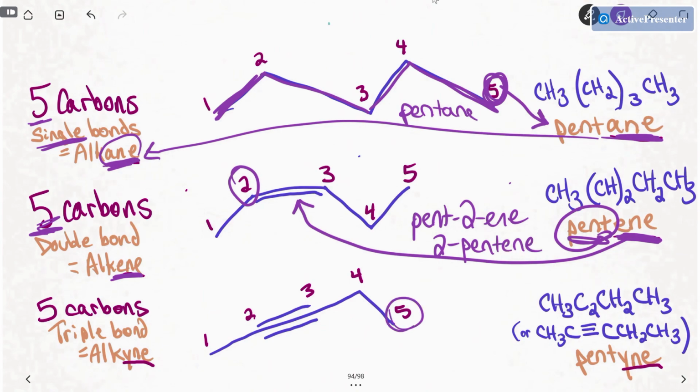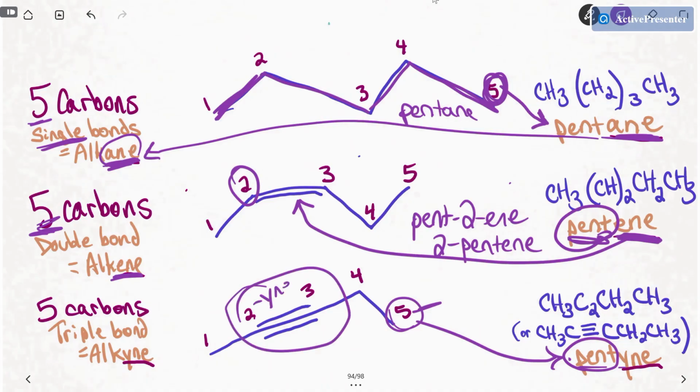Okay, here's a triple bond. We still just have 5 carbons, so it's still pent. The only time you change this prefix is the total number of carbons, or what's going to give you that prefix. So it's still pent, but it's going to have a triple bond in it. So that means -yne. It's going to end in -yne, Y-N-E. And the triple bond starts at 2. So we're going to go 2-pentyne, or we can go pent-2-yne.